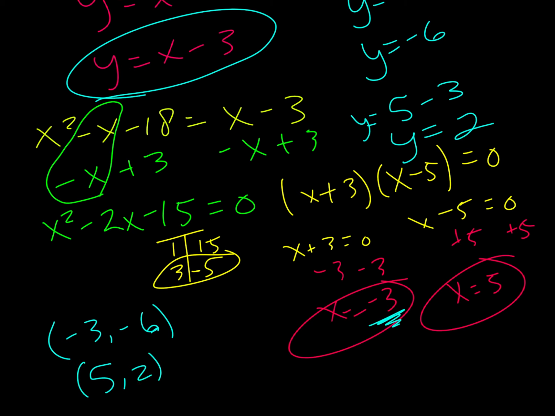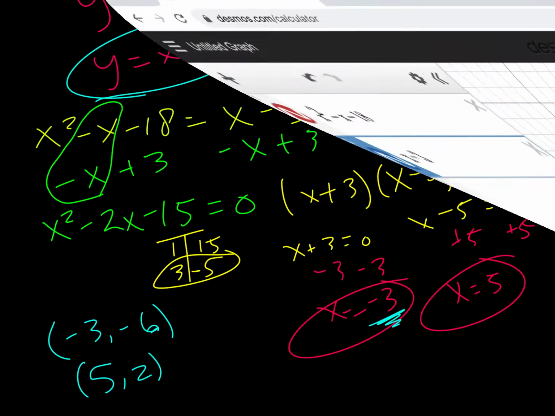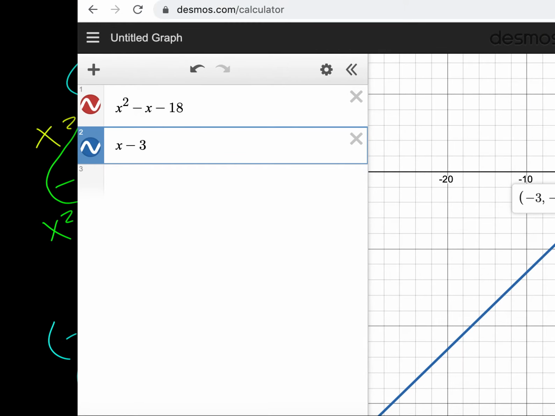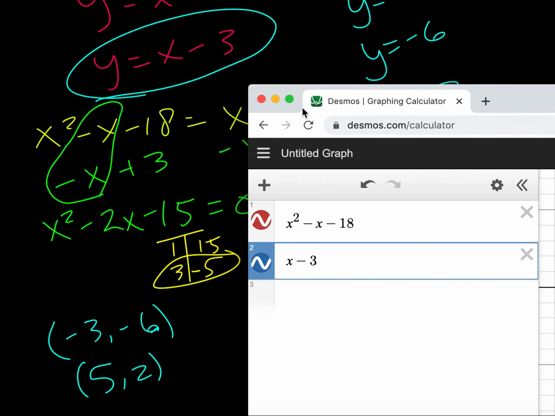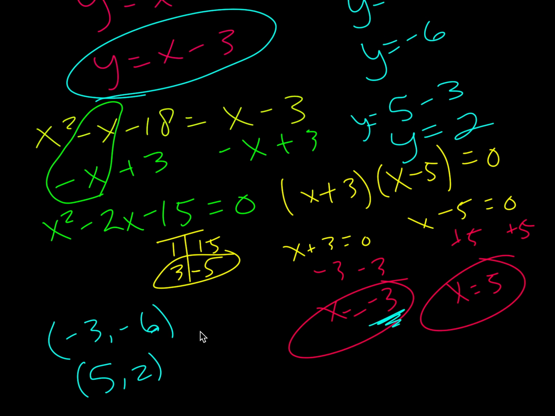And if we go back to Desmos, we see we get -3, -6, and 5, 2, just like our algebra showed us. And so that is the correct answer.